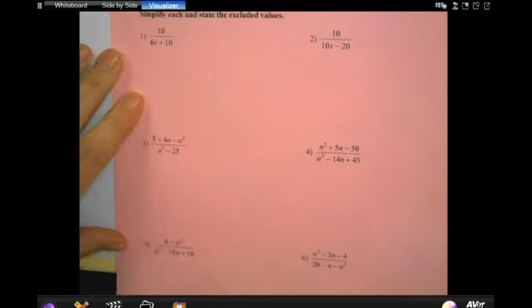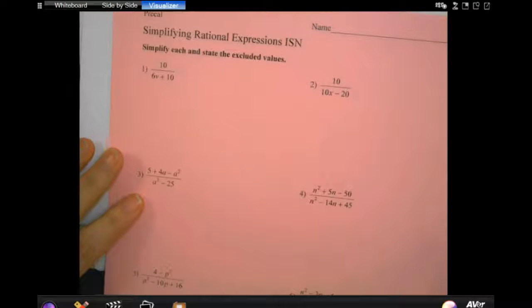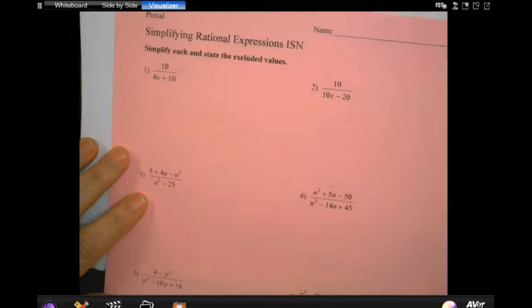So if you look, and I know you have two pink sheets, I'm on the one that has the ISN on top. So make sure you're on that one. Then you got two of the same, Lovey.